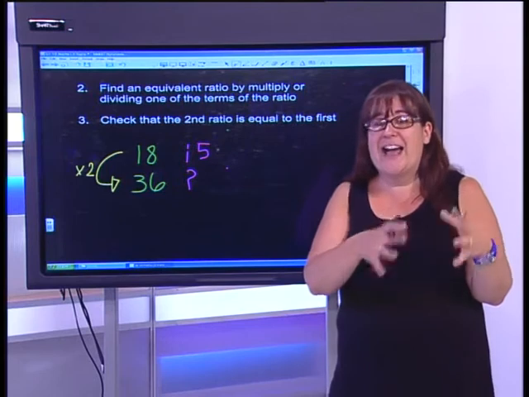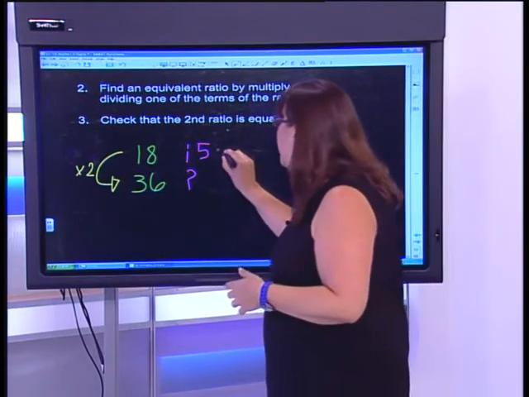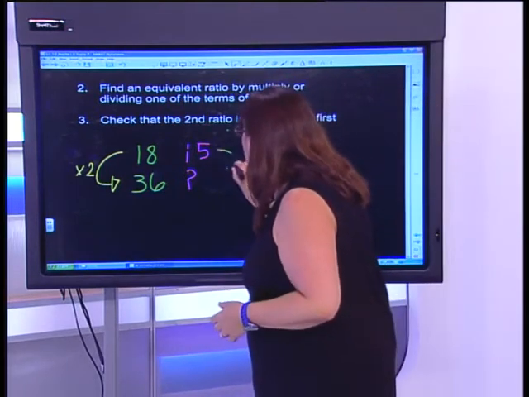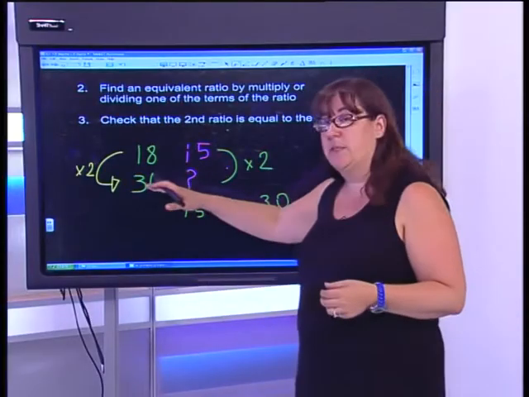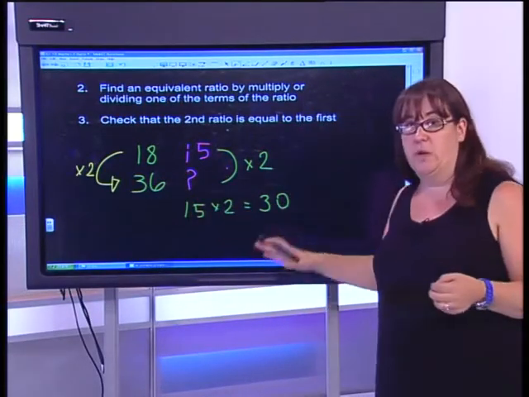What I do to the one side, I need to do to the other. So I'm going to take my 15 and multiply it by 2. I think I'm in the wrong color, but okay, we'll live with it. So 15 times 2 will give me how many girls there should be. 15 times 2 is 30. So in my class, there would be 36 boys and 30 girls.